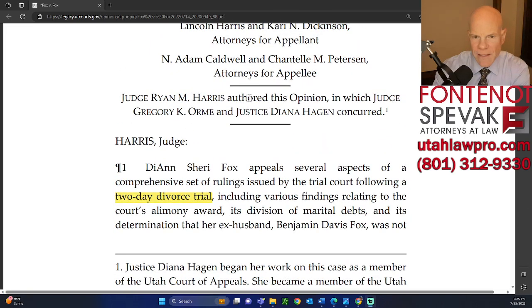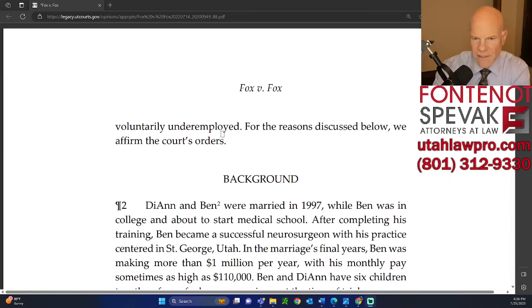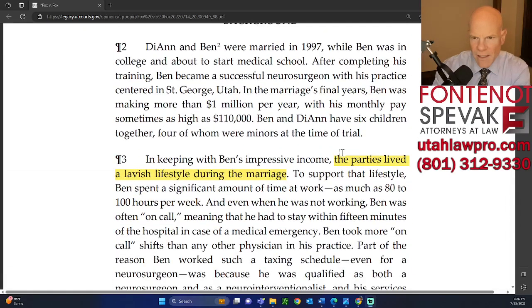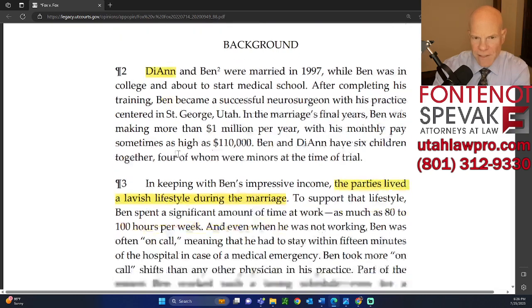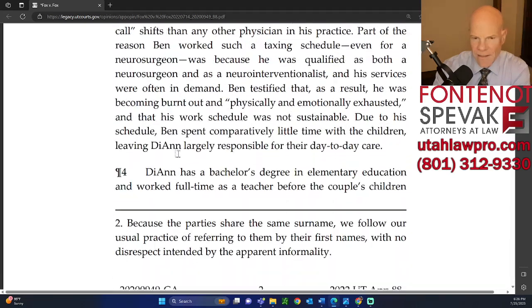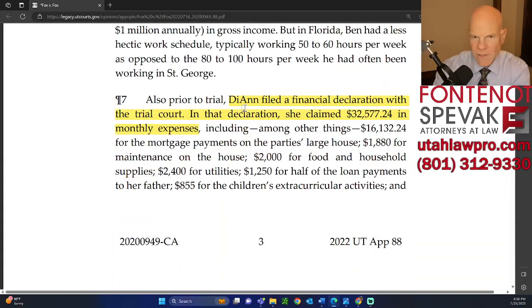All right, this was a case concerning alimony. This was a 2-day divorce trial. The main issue in this case was that when the parties were married, they had a very high standard of living. In fact, the court called it a lavish lifestyle here. And the problem that the appellant had, which was Deanne, the wife in this situation who was making the claim for alimony, she was challenging the alimony award because the court did not make a specific finding as to what the standard of living was during the marriage.